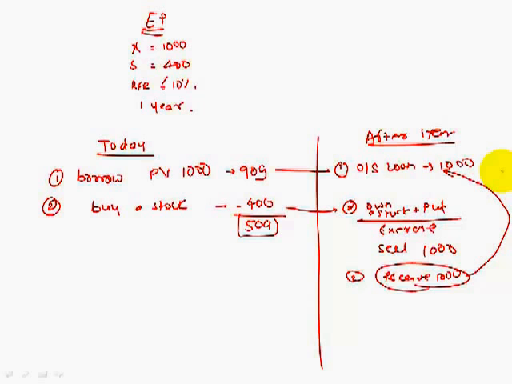So therefore, how do you calculate the theoretical minimum price of a put option? It is to be calculated as the present value of strike, present value of 1000, minus the spot price, which was 400. Should I repeat this part again?